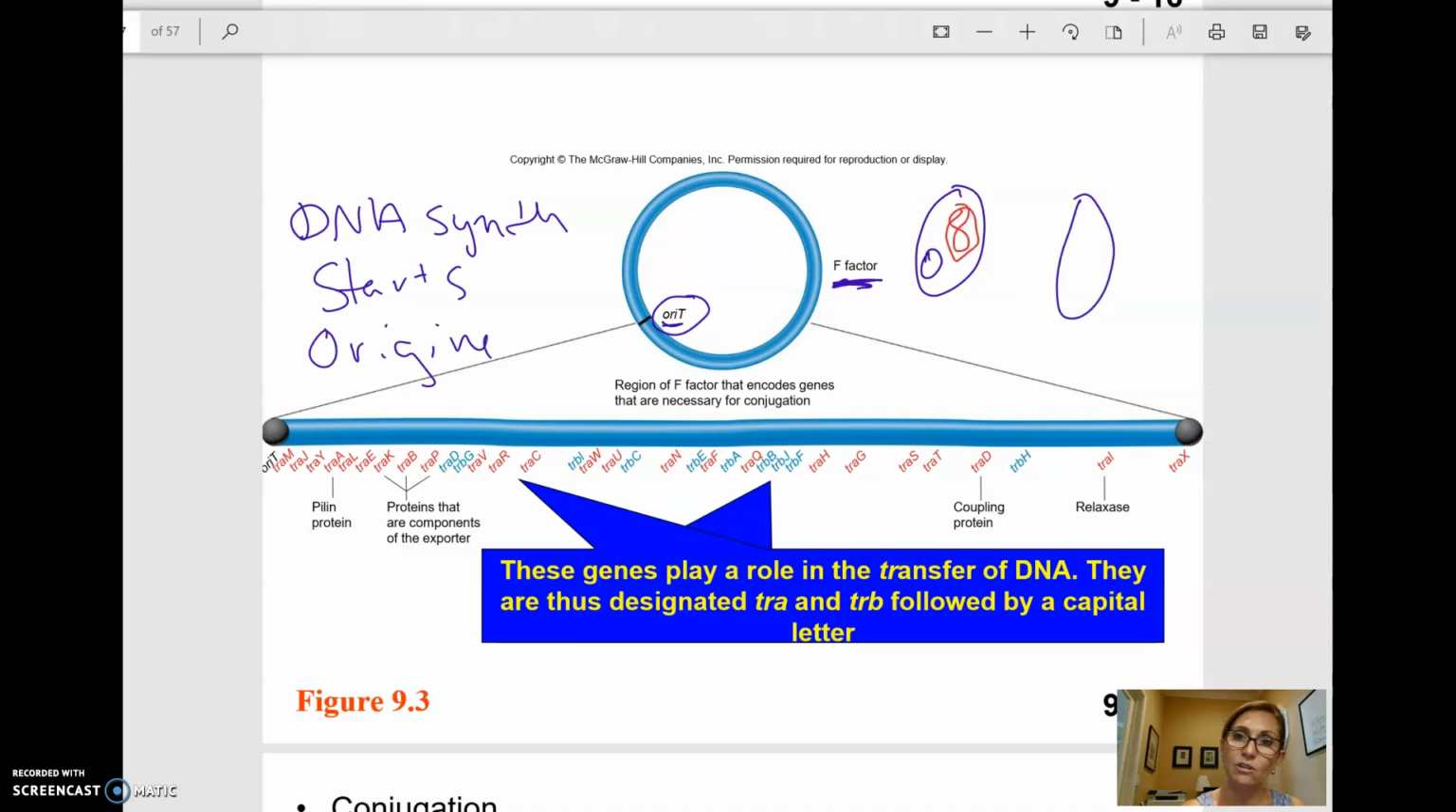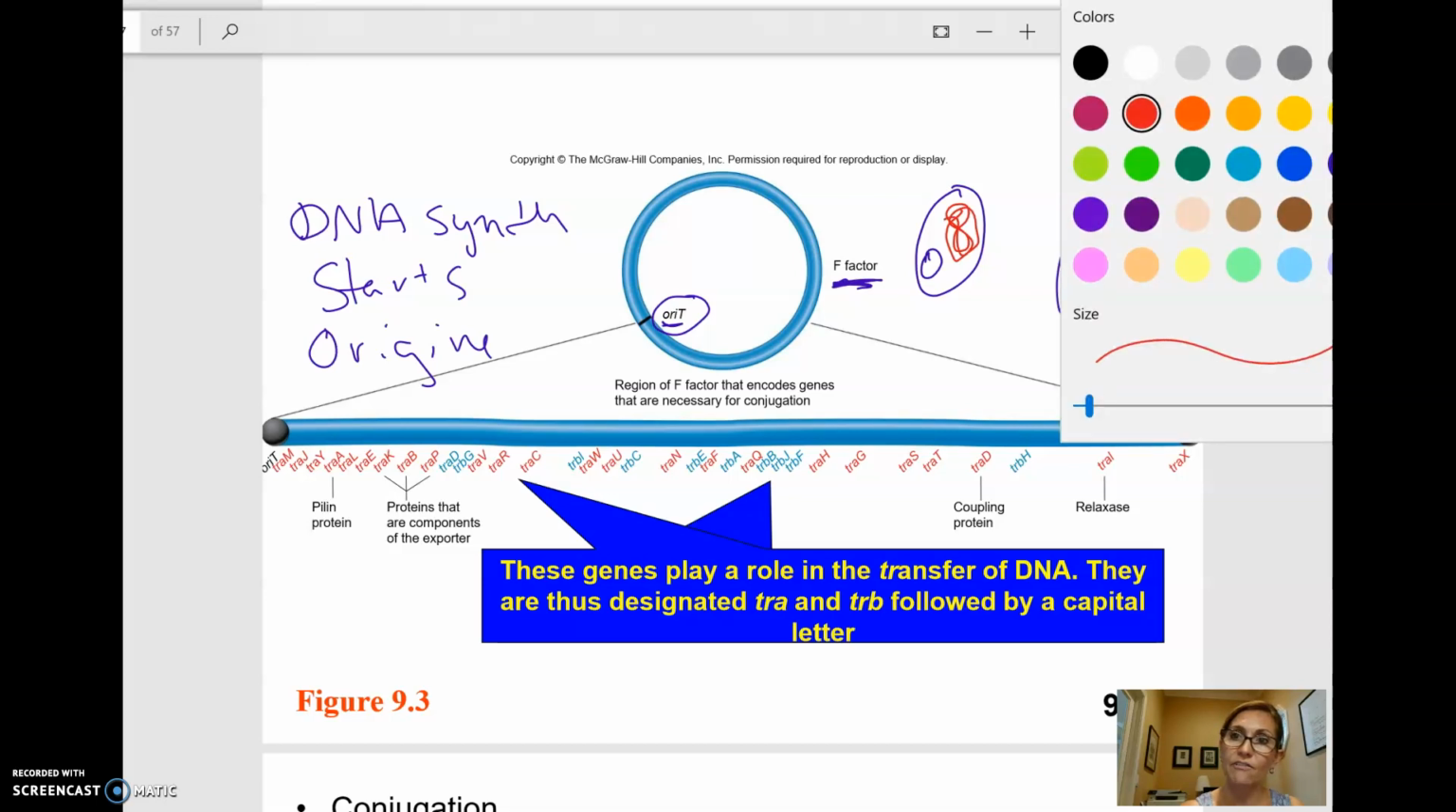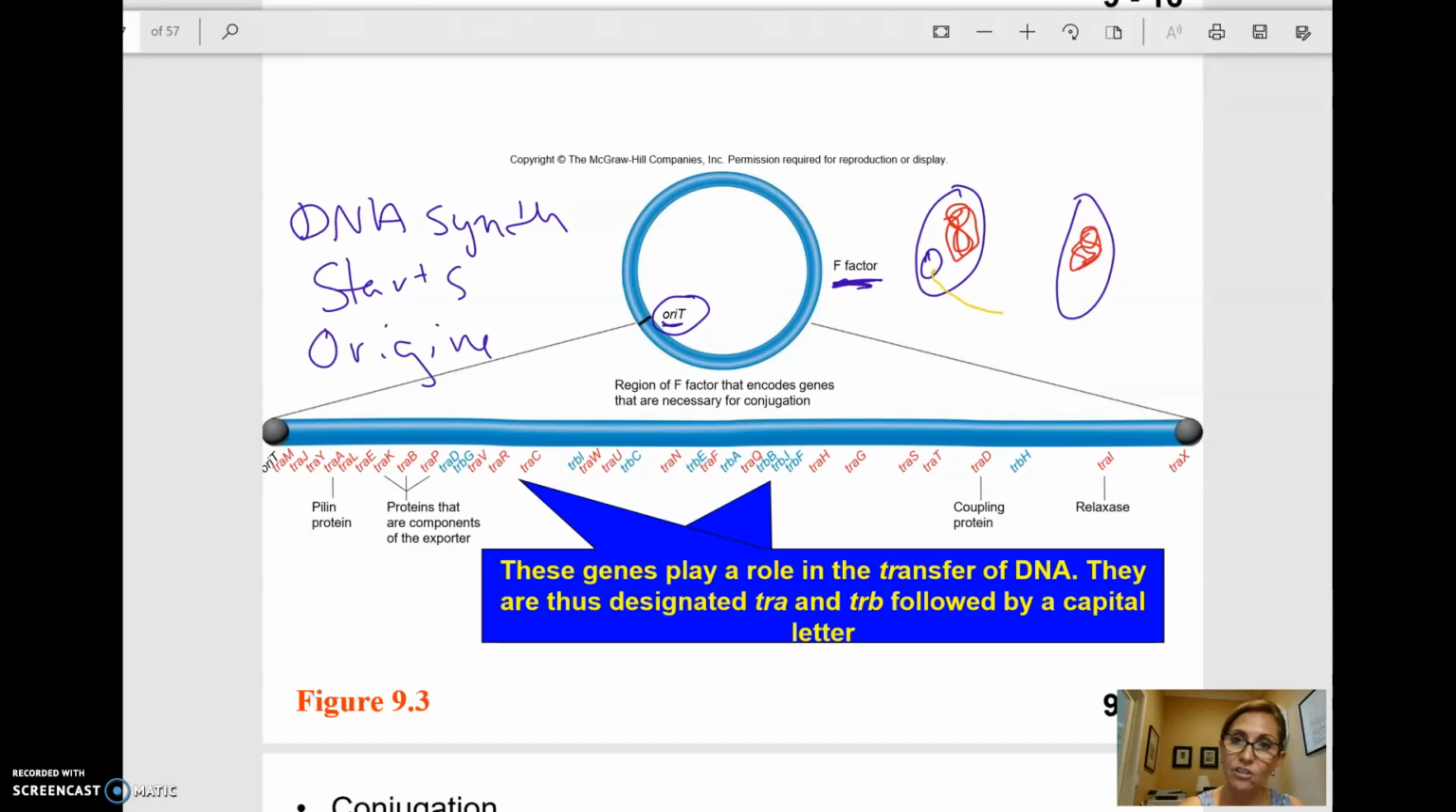Here's the regular chromosome. The two cells have the regular chromosome, but this one cell has F factor. So what has to happen is F factor has to go from this cell to this cell, okay? And when that happens, that transfer, that is the process of conjugation. And each one of these genes here plays a role in that. This TRA-D is what we call coupling protein. TRA-I, which is an I, is the gene for a protein called relaxase. It causes the plasmid DNA to relax and, instead of being real tight, be real smooth.